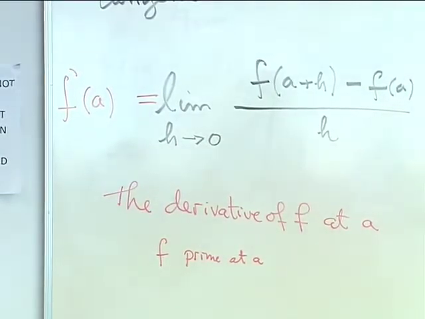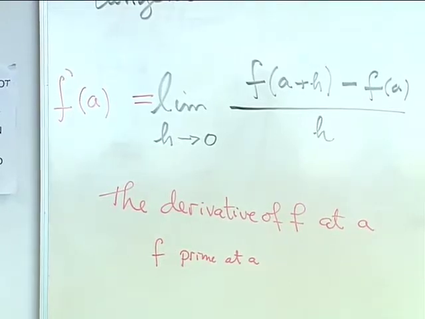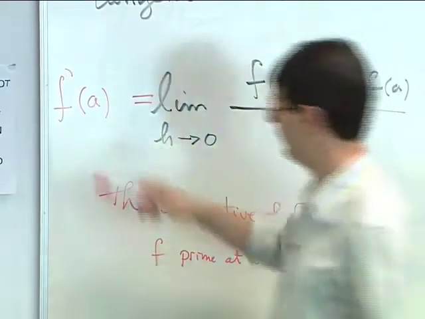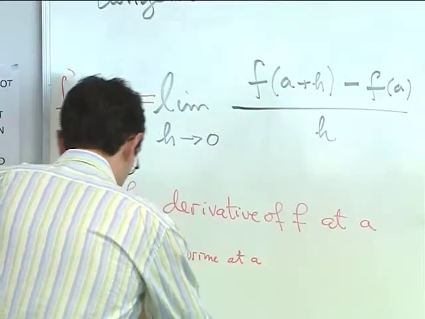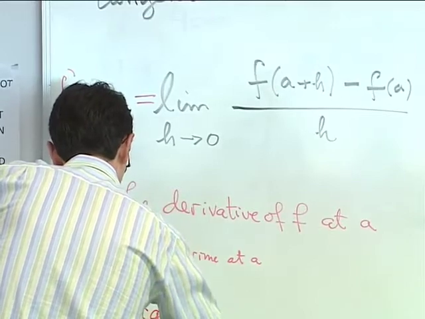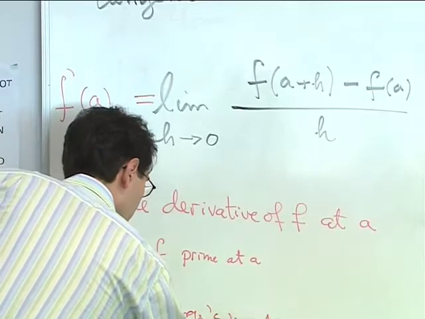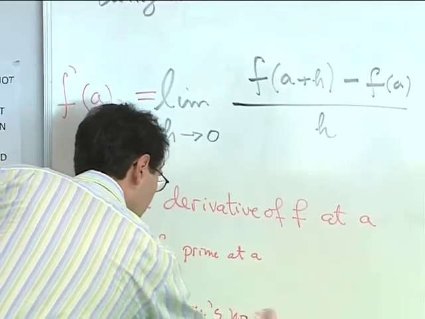And everyone had their own notation. Leibniz had his notation. Newton had his notation. This notation here is by Lagrange. Sorry, I know I'm in front, but notation.